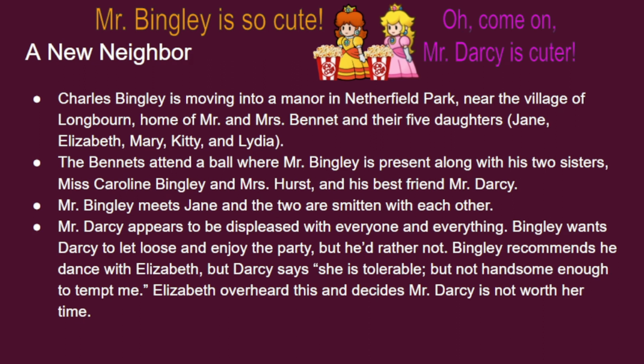Mr. Bingley arrives with 2 of his sisters, Miss Caroline Bingley and Mrs. Hurst, and his close friend, Mr. Fitzwilliam Darcy. Jane, Elizabeth's older sister, is immediately introduced to Mr. Bingley, and the two are instantly smitten with each other. Elizabeth is pleased that her sister is happy, but notices that Mr. Darcy seems to be displeased with everything and everyone in the room. He even refuses to dance with Elizabeth.